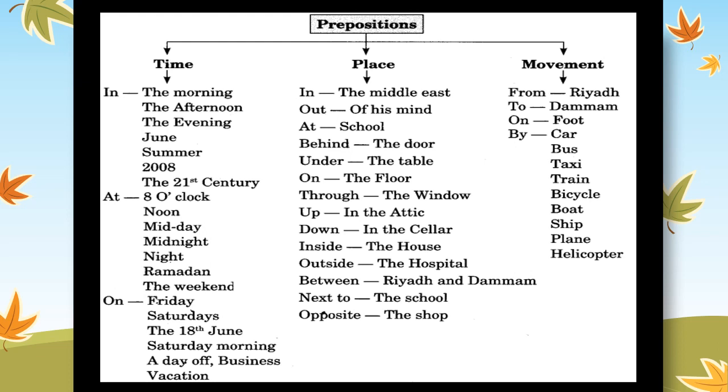Let's talk about the usage of prepositions now. The following table contains the prepositions for the usage that are primarily of three kinds, which are time, place, and movement. You can also see in front of you where these words can be used and in which context.